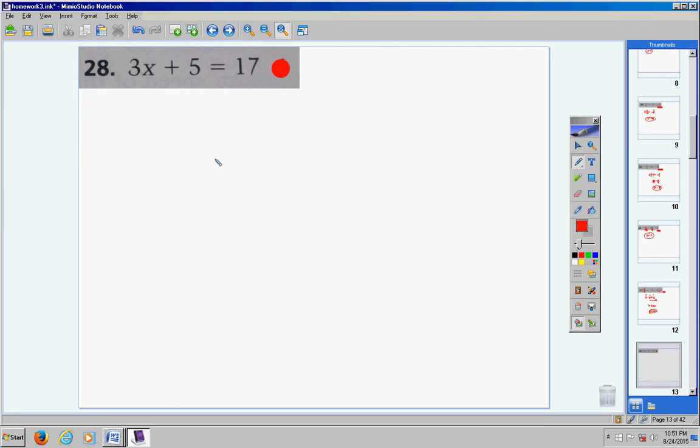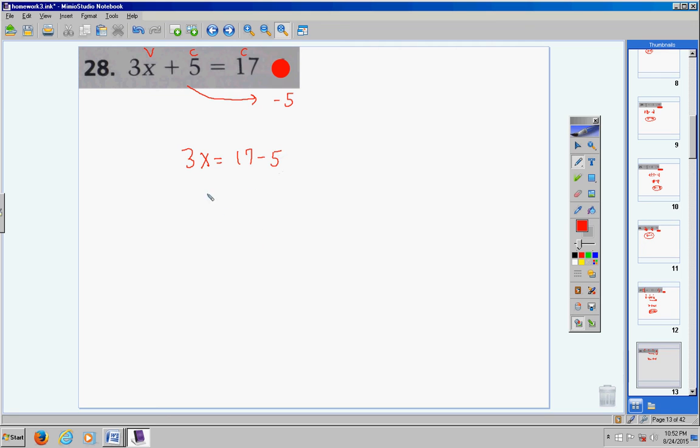Step 1, simplify both sides. Nothing I can do. Step 2, eliminate fractions. Nothing I can do. Step 3, get all of your constant terms on one side, variable terms on the other. Variable term, constant term, constant term. Bring your positive 5 over and make it a negative 5. So you're left with 3x equals positive 17, negative 5.